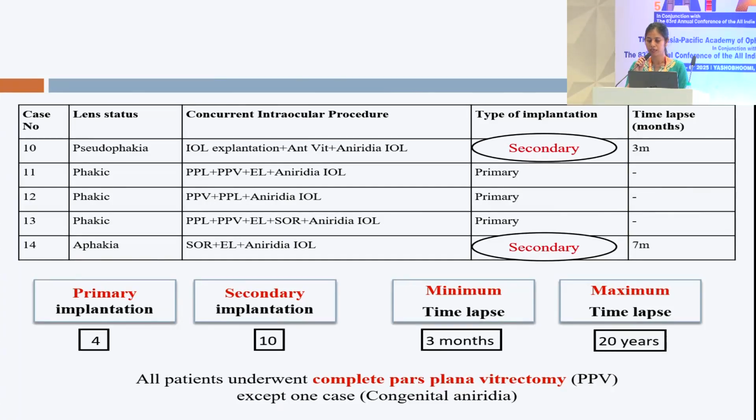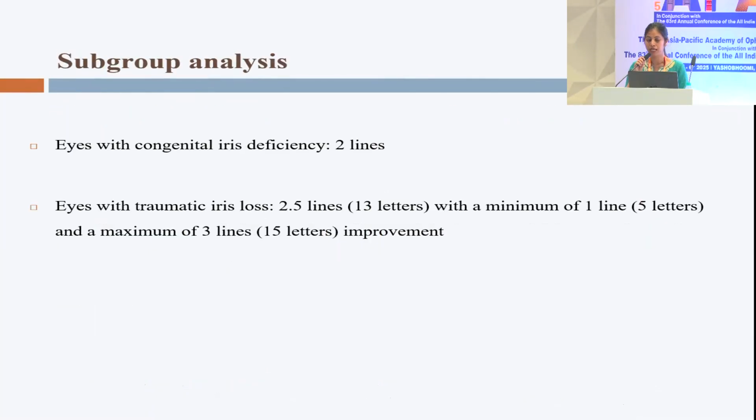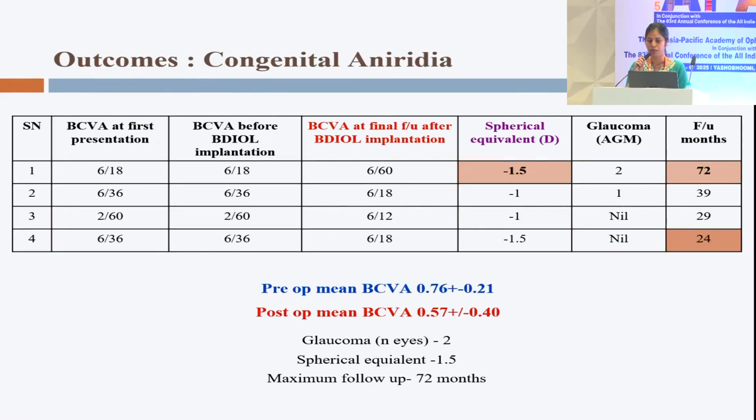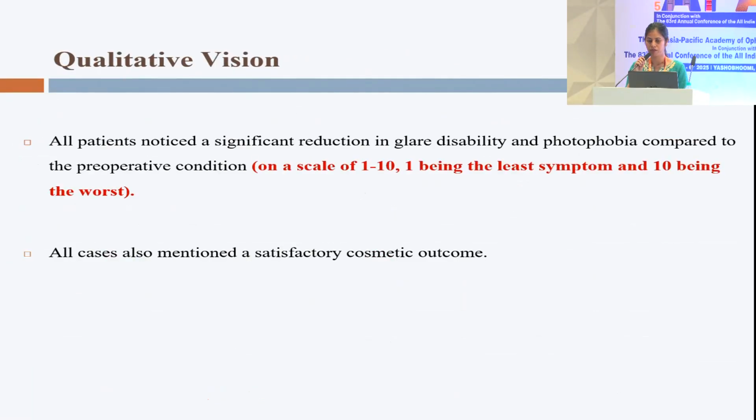All patients underwent complete PPV except 1 case in the congenital aniridia group. All the patients showed good visual acuity improvement, from a pre-op 0.53 logMAR to a post-op 0.51, and the p-value was significant. Even the subgroup analysis shows a minimum of 2 and maximum of 3 lines of improvement. The maximum follow-up in the congenital eyes was 72 months and in the traumatic eyes was 60 months, with a spherical equivalent of 1.5 mm.